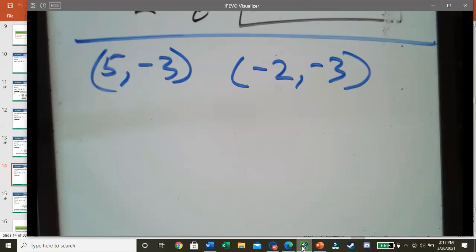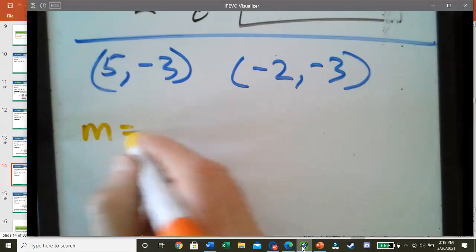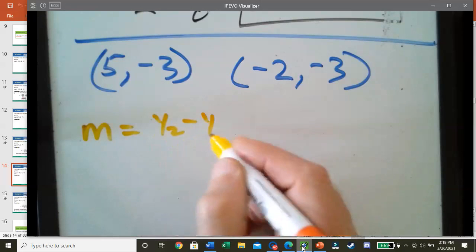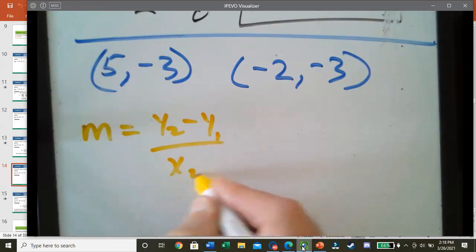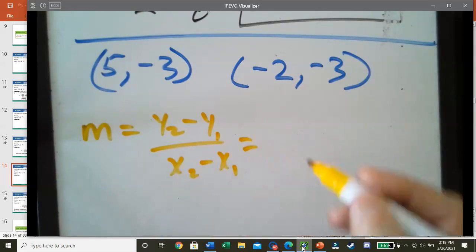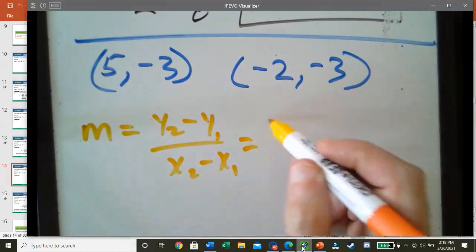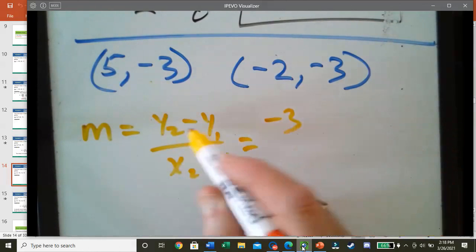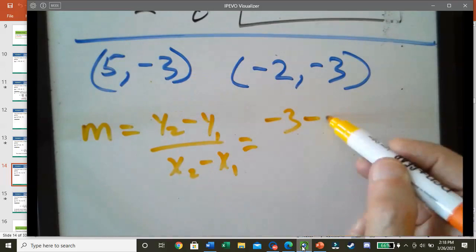Let's see, it's negative 3 minus negative 3, right? Because you got the negative for your equation, right? So that's going to change it, right? Because your slope of 2 points equation, right? Y2 minus Y1 over X2 minus X1. So you got -3 minus a -3.